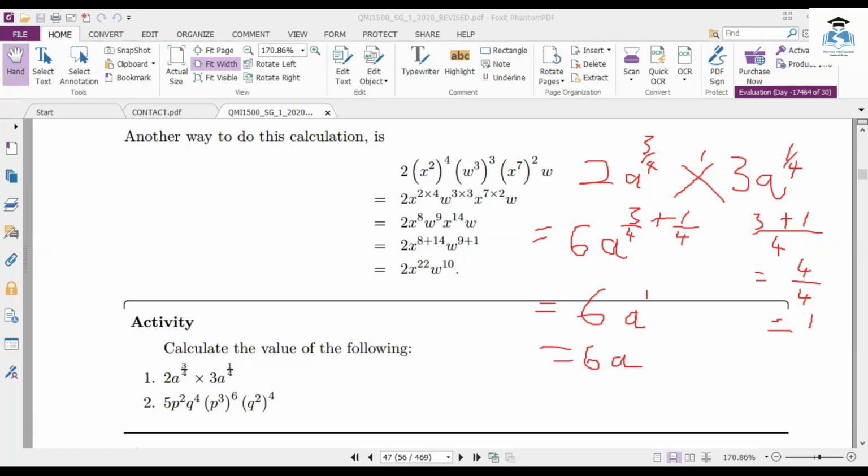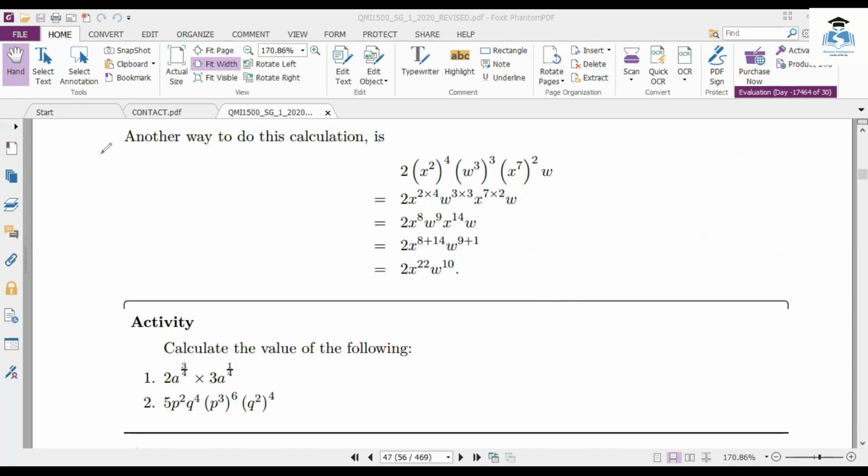Anyone to try number 2? These are the types of questions. If you have attempted your assignment number 1, you might have probably found this. Anyone to try this one?